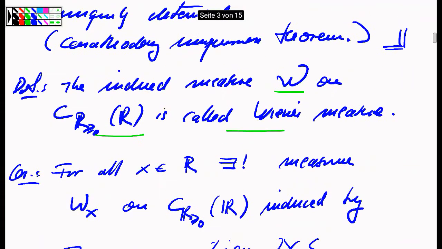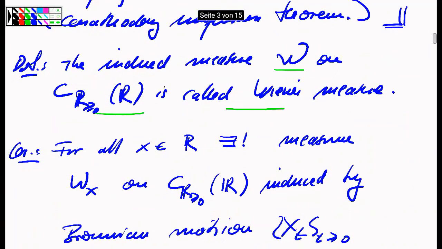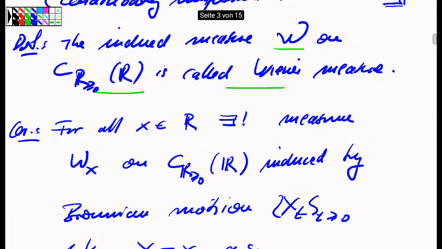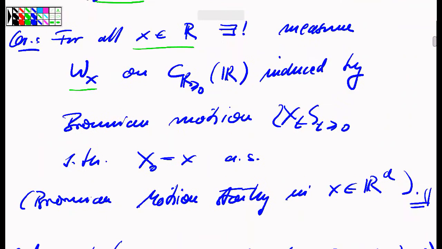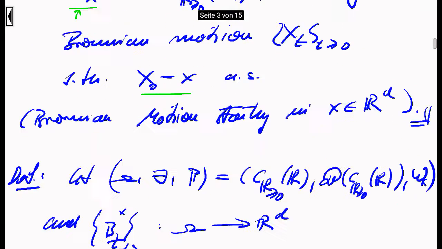This is the law of a Brownian motion that starts in the origin, interpreted as a probability measure on the collection of continuous functions. And in a similar fashion, we can now introduce the Wiener measure for a Brownian motion that starts in an arbitrary point x from the real line by exactly the same argument. Exactly this Wiener measure with starting point x is uniquely determined.